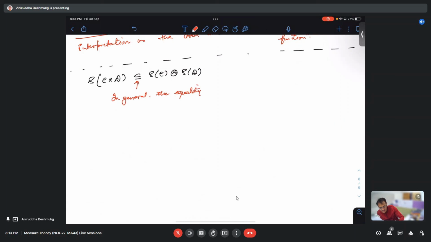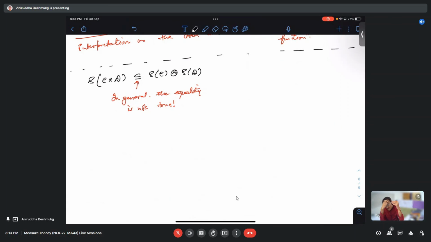In general, the equality is not true. So why is that so? It is because S of C cross D is a sigma algebra containing rectangles. On the other hand, SC cross SD is generated by two sigma algebras themselves. So the problem is, if we start with a bigger set, one may expect that we get a bigger sigma algebra.